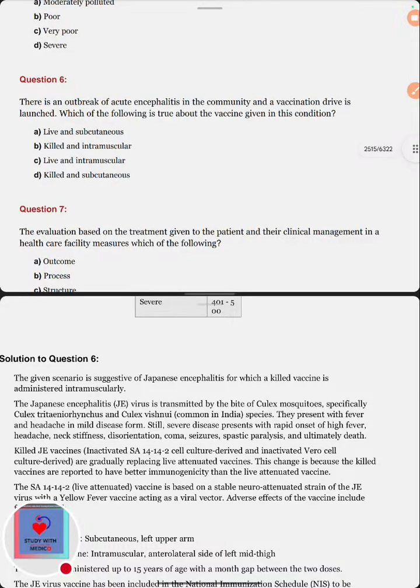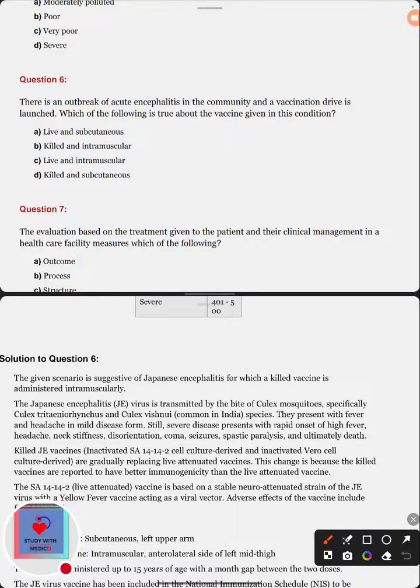So there is an outbreak of acute encephalitis. Encephalitis is inflammation of the brain parenchyma. Meningitis is inflammation of the meninges of the brain. Itis means inflammation. So encephalitis means the brain parenchyma is inflamed in the community, and a vaccination drive is launched. Which point is true about the vaccine given in this condition?